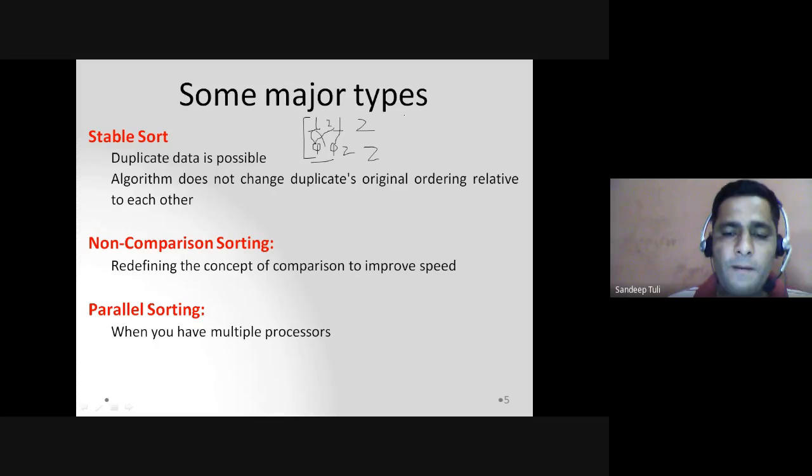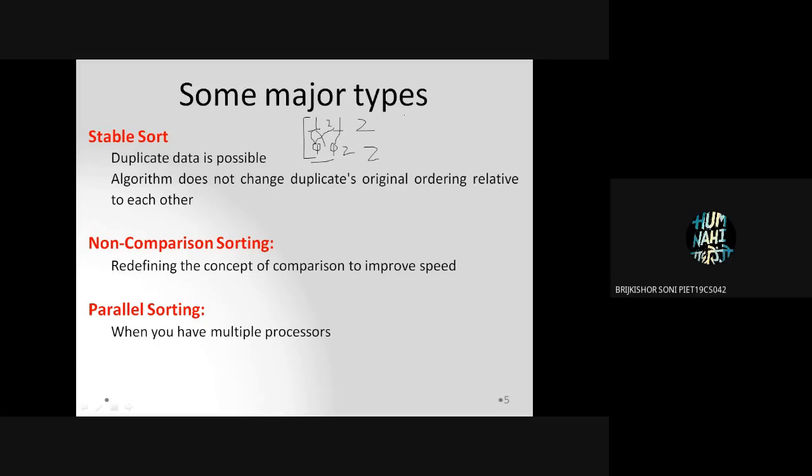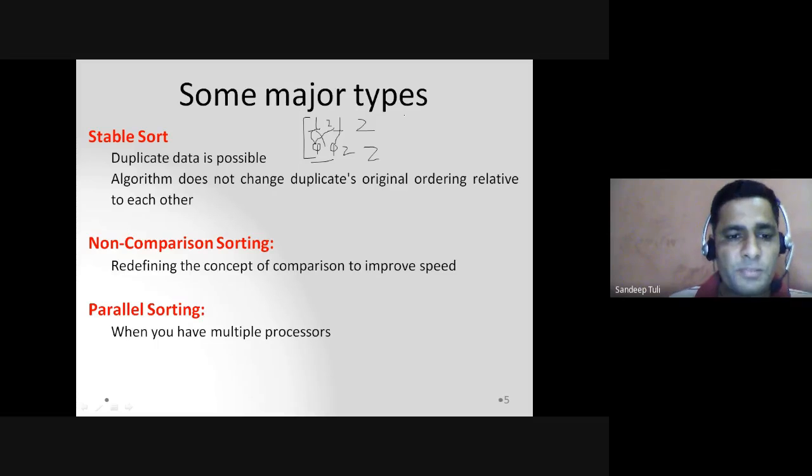Is it okay now? ओके सर. So duplication of the data is possible. Algorithm that does not change the duplicate's original ordering relative to each other is the stable feature. And the algorithm which follows this concept is called the stability sorting.